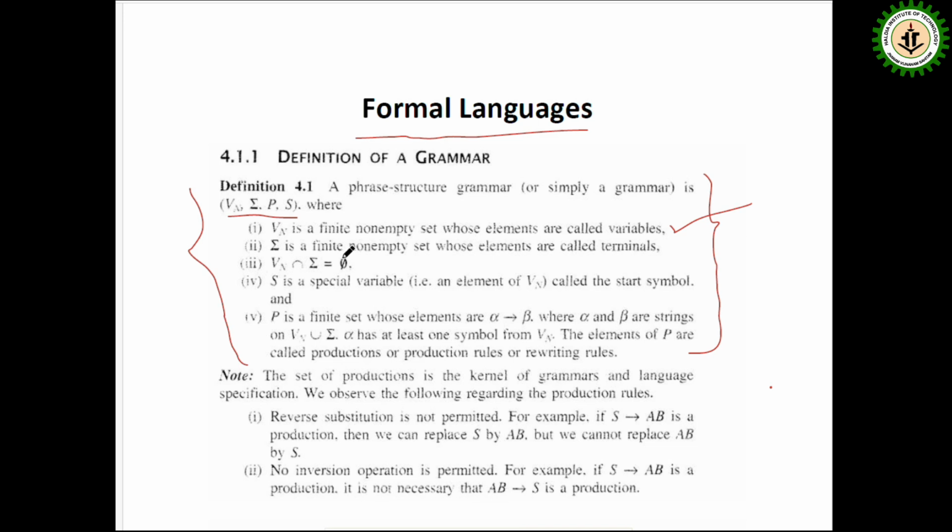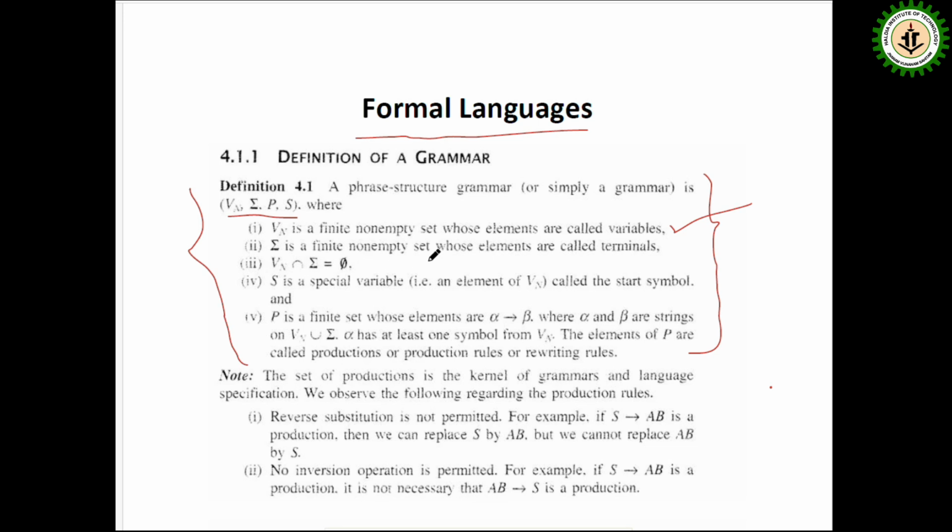The second thing is the sigma. So sigma is the terminal. Here sigma is called the terminals. It is also finite and non-empty, and in general sigma signifies the terminal and it is denoted by lowercase a, b, c or 0 and 1. The third condition is that the intersection of variable and terminal is always null.